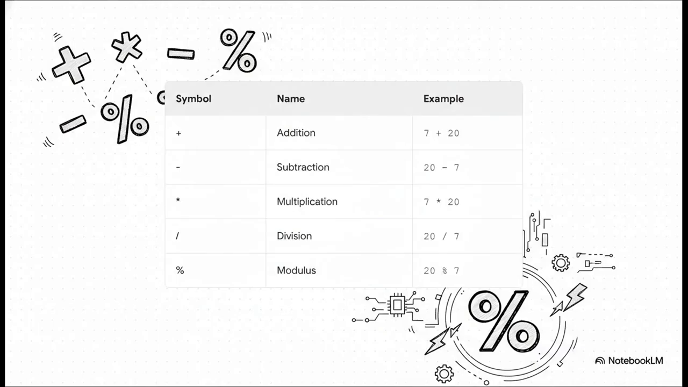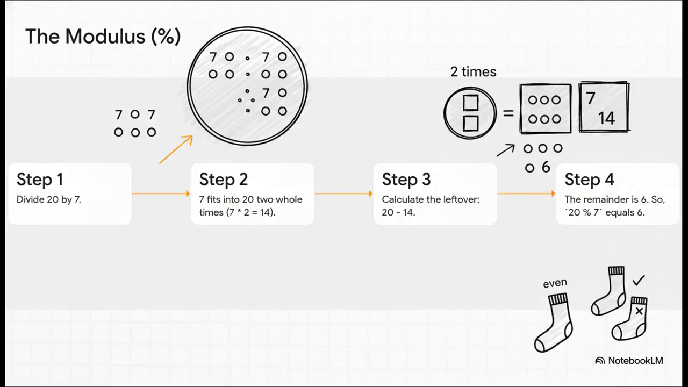You'll definitely recognize addition, subtraction, multiplication, and division. But that last one, the percent sign, that one might be new to you. That is the modulus operator, and it's surprisingly useful. All the modulus operator does is give you the remainder after you do a division.